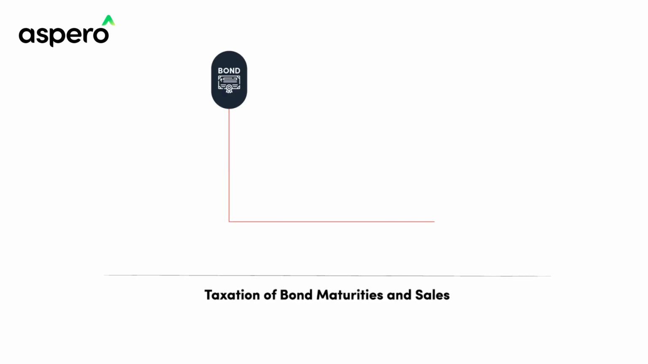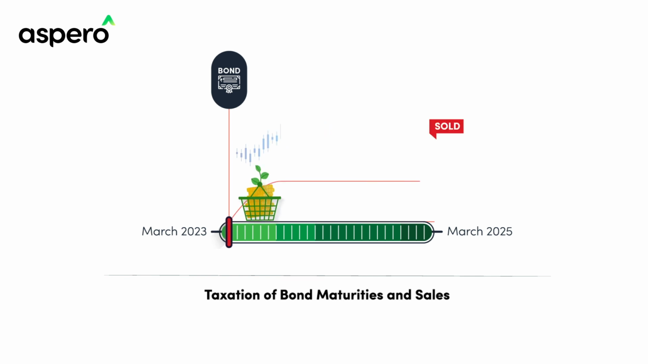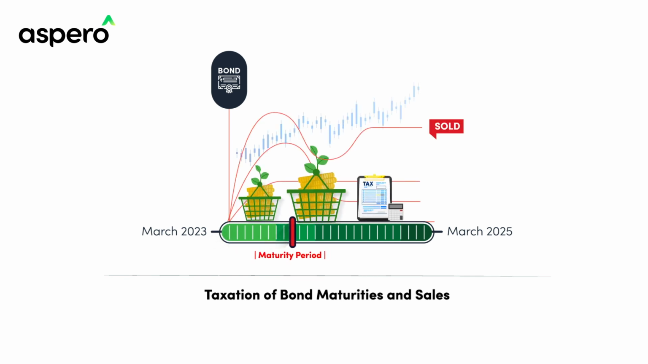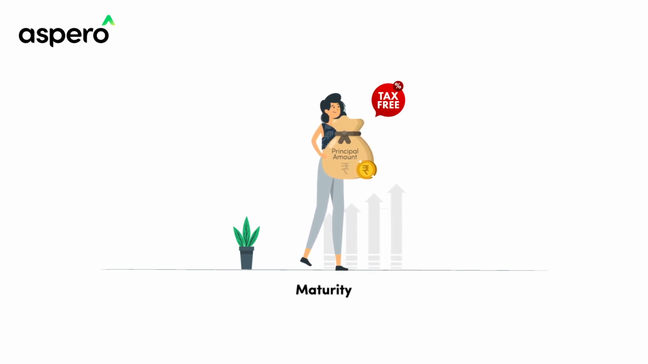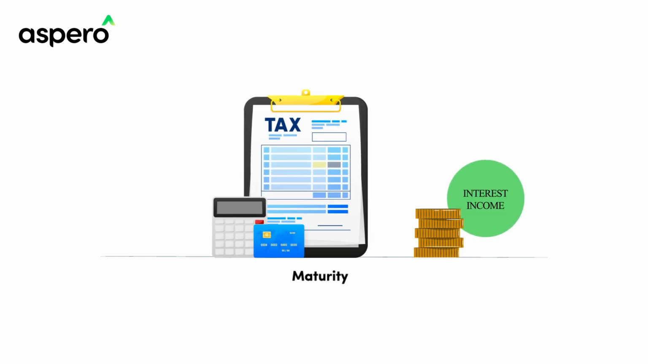When a bond matures or is sold before maturity, there are tax implications to consider as well. Upon bond maturity, the investor receives the principal amount, which is tax-free. However, any accrued interest earned over the bond's term is considered as interest income and is taxed at the applicable income tax slab rates.